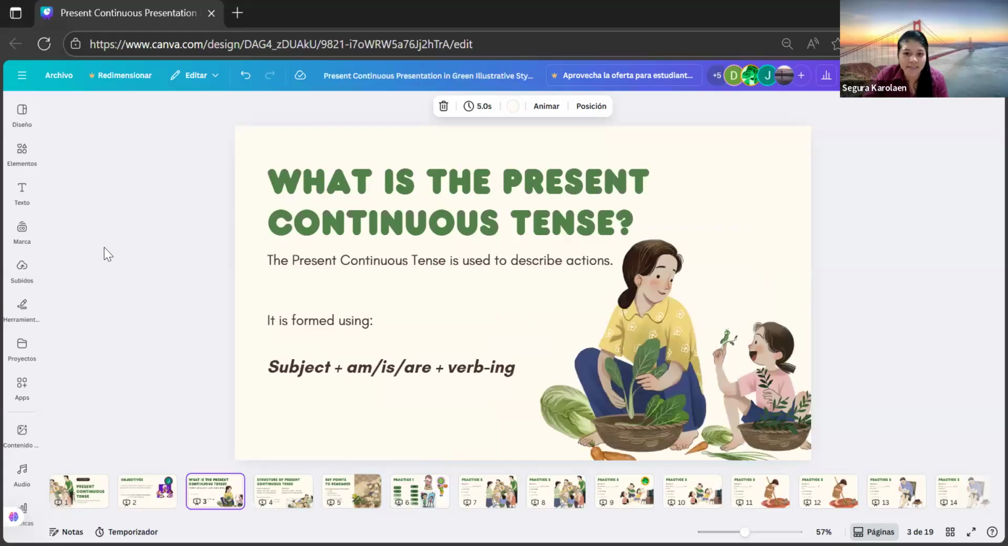Okay, students, let's start with a simple question. It will help us understand the rest of the class. What is the present continuous tense? Remember, it's used to describe actions that are happening at the moment of speaking or around the current time. It is formed using the subject, am, is, are, and verb plus ing. Next.